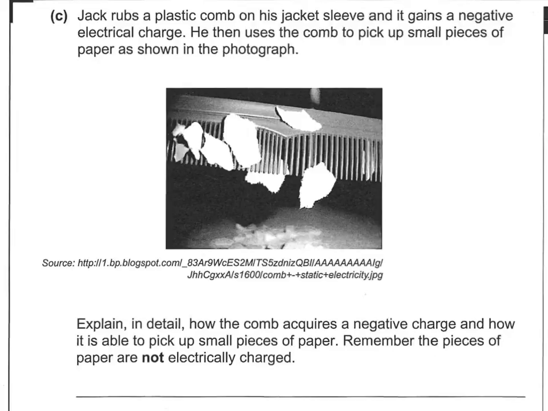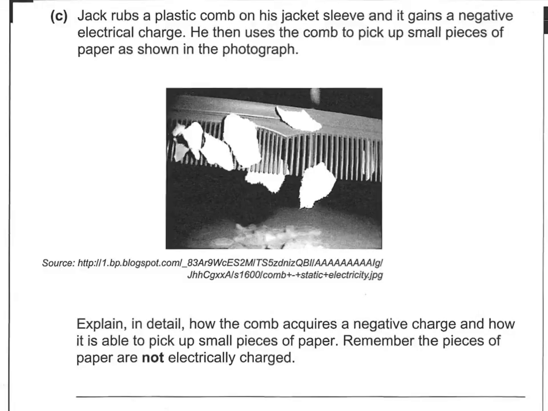How can it then pick up the paper? So what happens is the comb has too many negatives, and when you bring it near the paper, it repels electrons in the paper away from it. What happens then is that the attraction to the remaining positive charge on the nearer side causes the attraction to dominate, and so the paper, even though it's neutral, because its charges redistribute, it jumps over onto the comb.